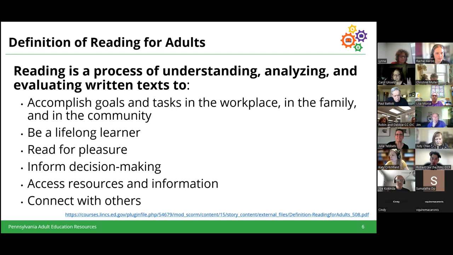So it's a very complex process that we're asking students to do. And we're doing it for so many different reasons. Sometimes we're reading because it's something that we have to understand for our job or something that we have to do for our community. Sometimes we're just reading to learn or for pleasure. Often we're reading to make decisions. Maybe we're at a doctor's office or we're at school with our children or maybe we're trying to decide how we're going to vote. There's all kinds of things that we're trying to make decisions about. And one of the ways that we take in information is through the reading process.